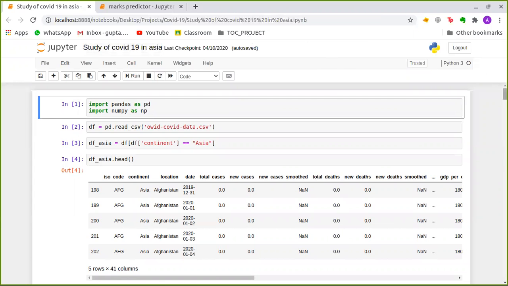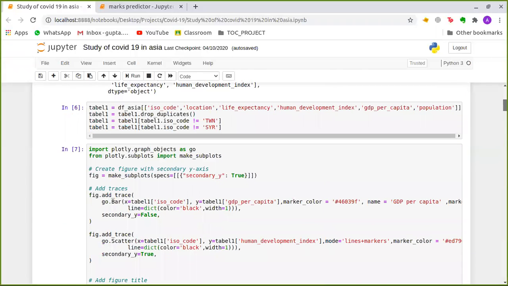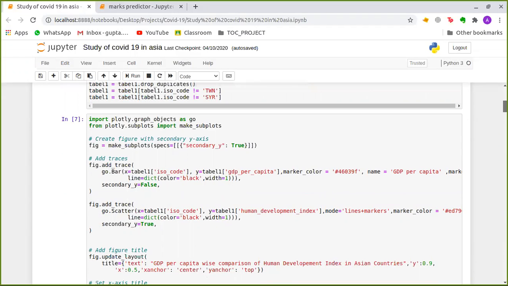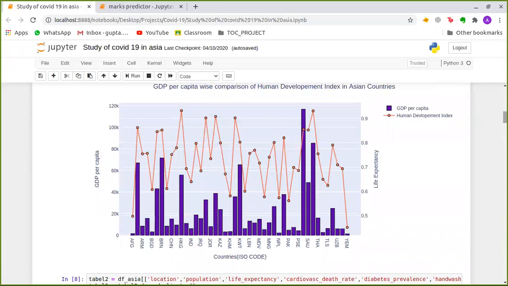Initially I've just imported the libraries and pre-processed the dataset. This dataset has a lot of attributes. I've taken certain ones at a time so as to draw logical conclusions via visualizations, since this COVID-19 study is based on a data storytelling kind of format. The first is a combined approach comparing GDP per capita with the Human Development Index in Asian countries, which comprises a composite bar line chart.